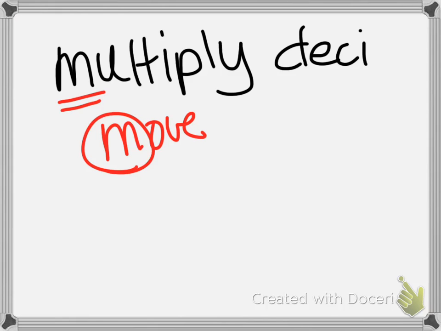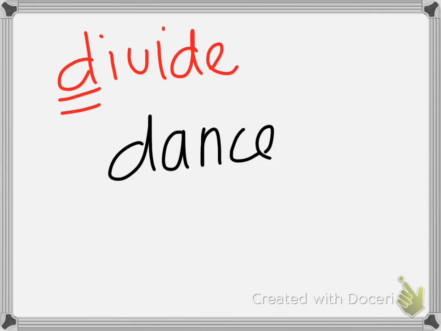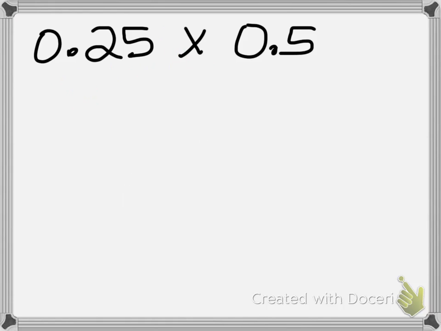So when we divide, we're going to dance. The reason why I say dance and divide is because we're moving our decimal the same places at the same time, almost like a waltz. When we multiply decimals, we don't line the decimals up. You look at your whole numbers. You look at the numbers that you have.